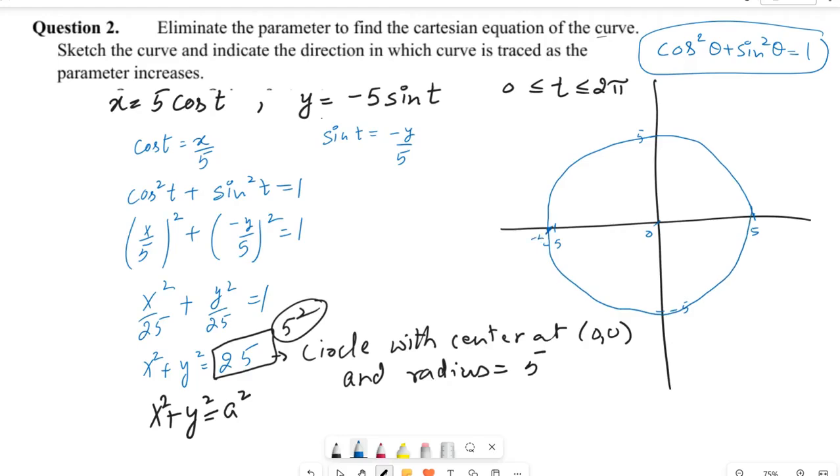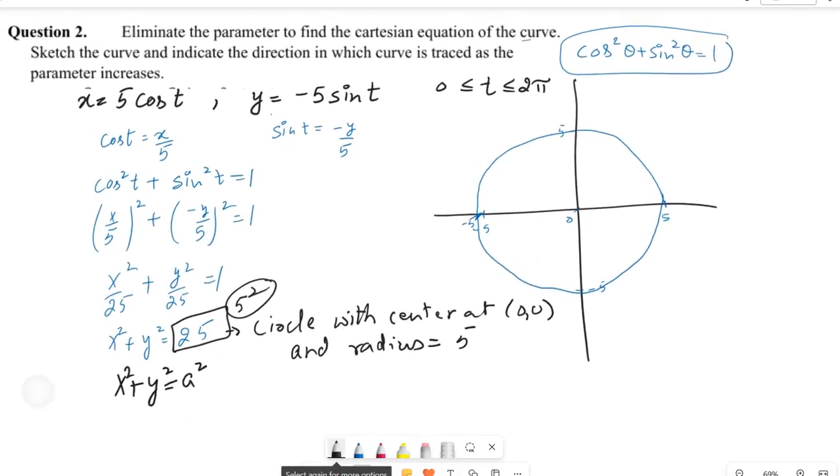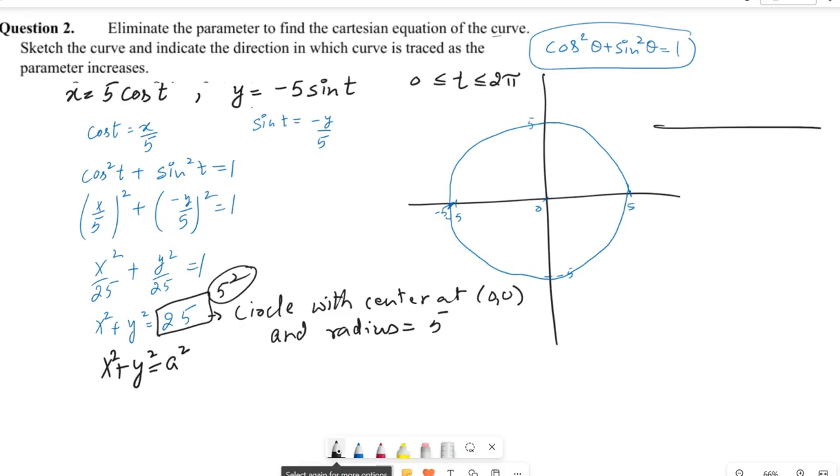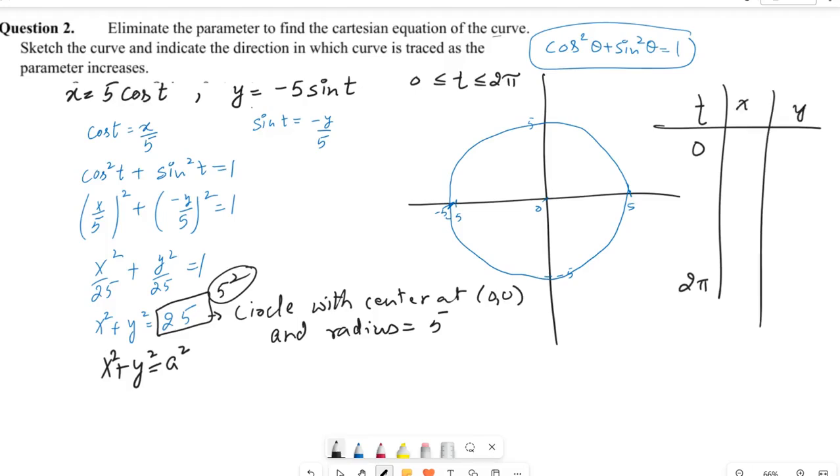It should pass through negative 5. But we need to figure out which direction it's going. For that, you can draw a small table of values. Here t is going from 0 to 2 pi, so you can find x and y values based on that. When I put 0 in x, 5 cosine 0 is 5. And when I put 0 in y, that should be 0. So the starting point is 5, 0.